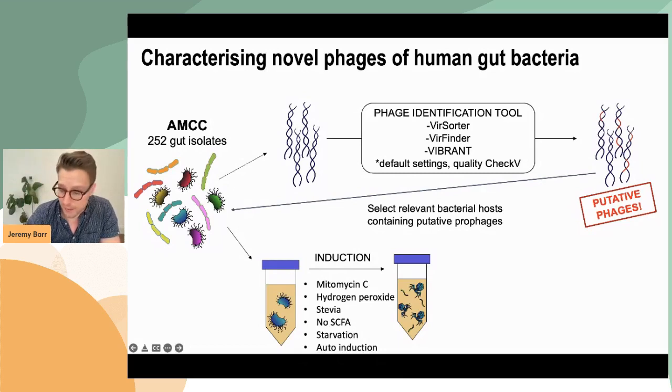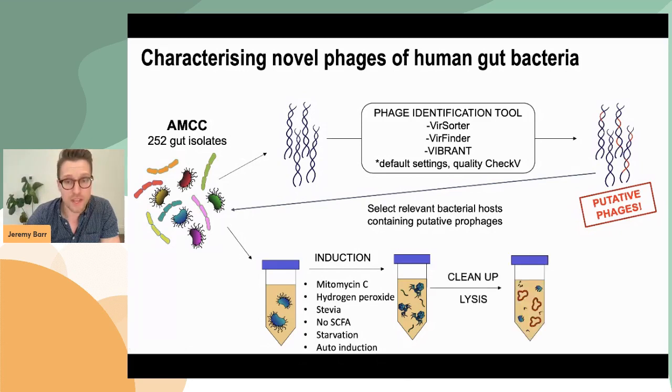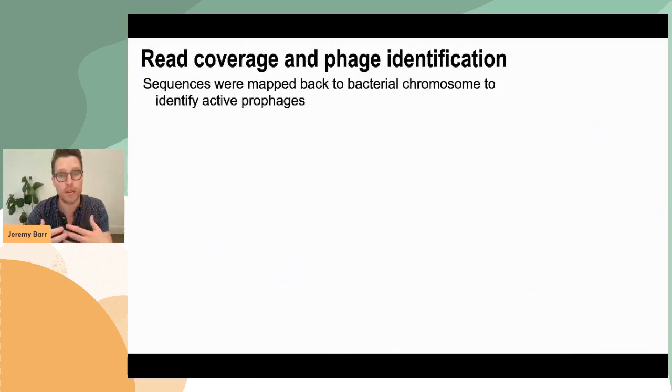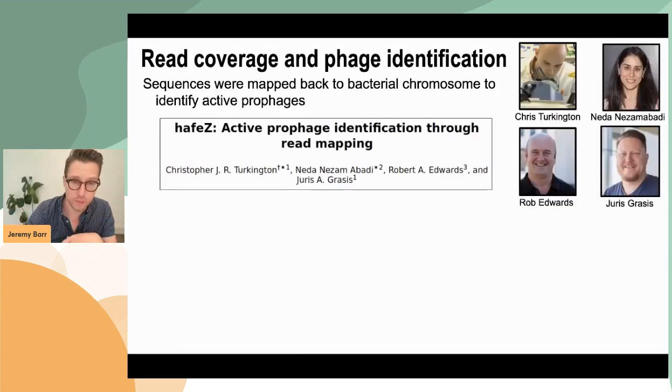We then cleaned up the samples. We removed the bacterial host DNA and residual fragments. We then lysed the phage genomes. We did DNA extraction and purification, and then these were sent off for sequencing. And so we took this sequence data and we applied a read coverage and mapping approach to identify active prophages in the sample. And the program that we used for this was Phage.